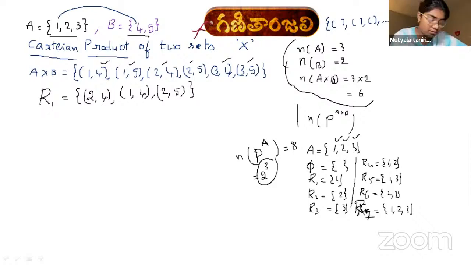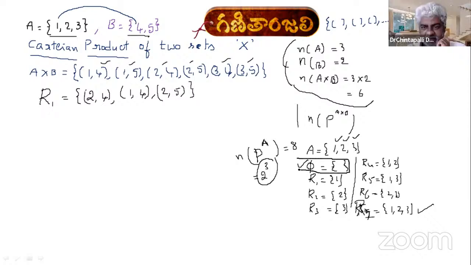Among them, the empty set and the set itself are called improper subsets. That means the empty set is a subset for any set, not only for A, it is also for B. And the set itself is a subset for any set also. For every set, we can write a subset of it, that is itself, taking all the elements in it. So these two sets are called improper subsets. The rest of the subsets are called proper subsets.